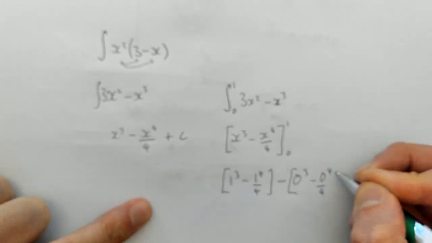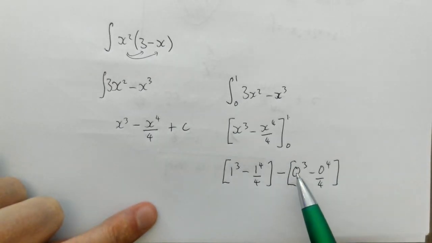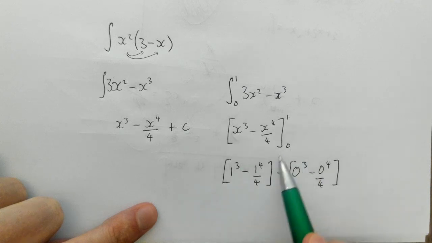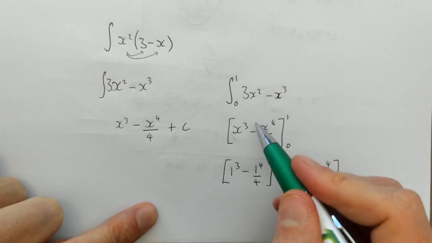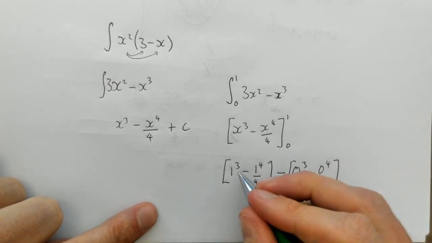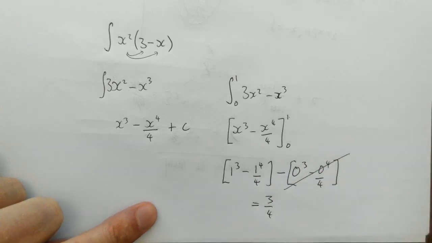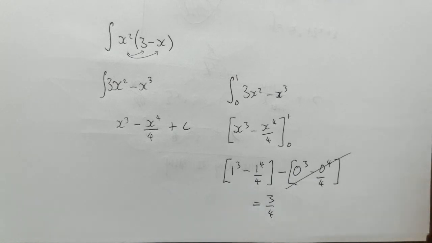I know the second part is equal to 0, but I was trying to emphasize it for your own workings. So we put 1 in for x here, and then we take the lower value away. So we do get a definite answer, a definite integral for this one. 1 take away a quarter, so 3/4, because this is 0. So that's the difference between definite integrals and indefinite integrals.